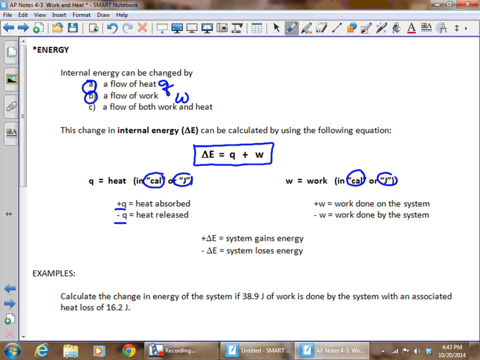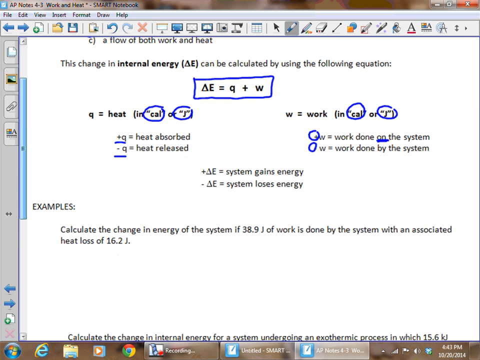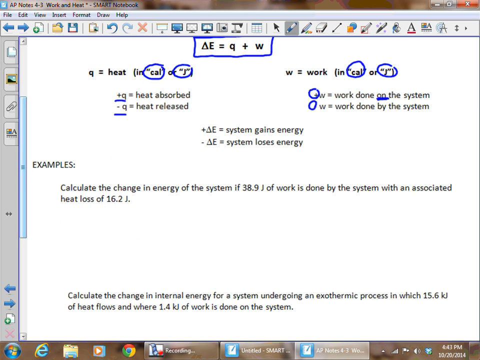Work is also measured in calories or joules, and if we have a positive value for work, that means work is done on the system, taken into the system. A negative value for work means it's done by the system out on the surroundings. So anything taken in is positive, anything given off is negative in chemistry. So positive delta E, system gains energy, negative delta E, system loses energy.